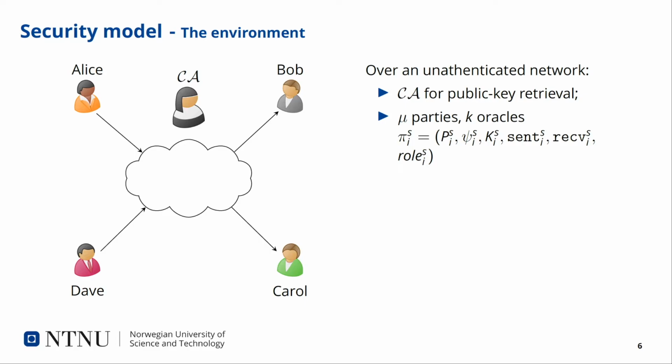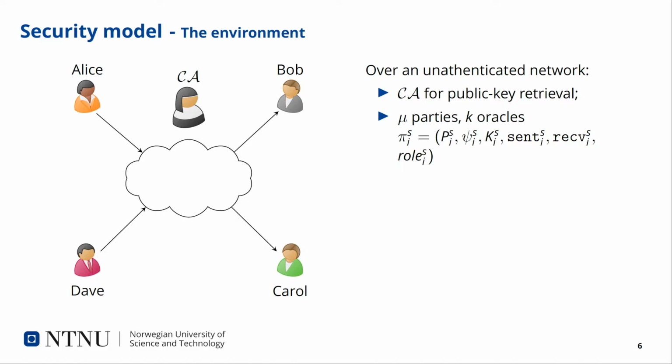So, the protocol itself is an easy adaptation of protocol pi. What's not so straightforward is the adaptation of the security proof. Let's start by defining the environment. Over an unauthenticated network, we have mu parties and a central authority. When a party joins the network, it sends the public key to the central authority, which does not require any proof of knowledge over the corresponding secret key.